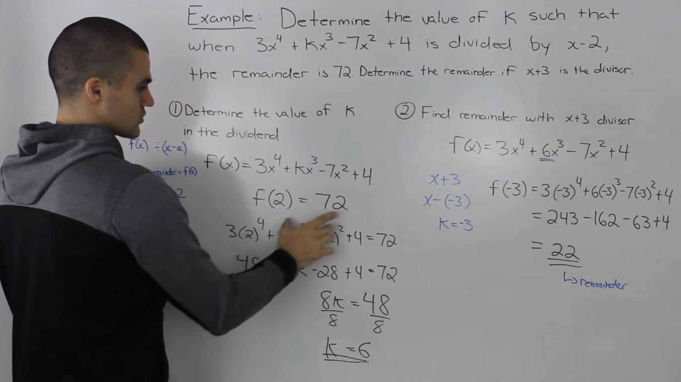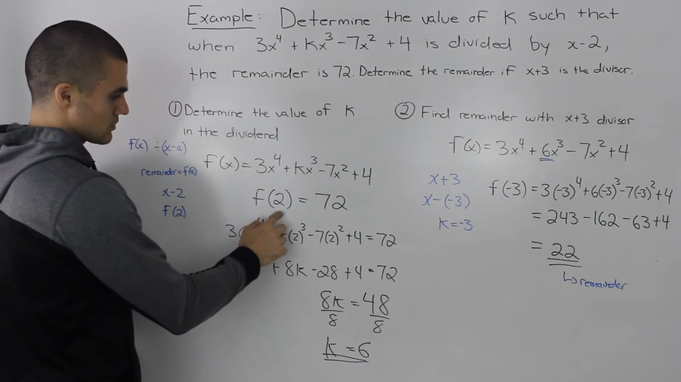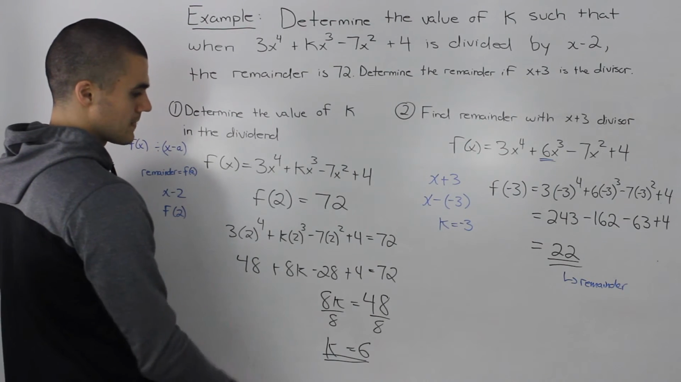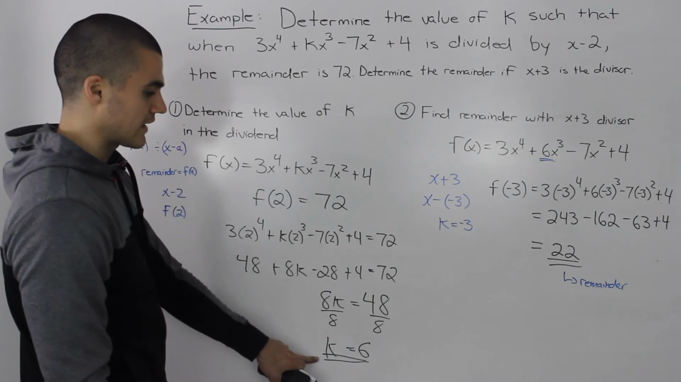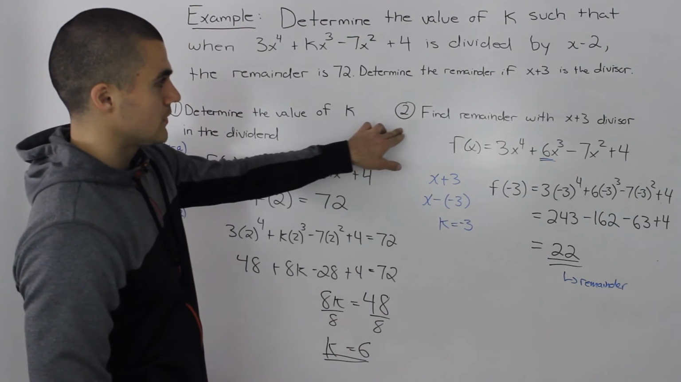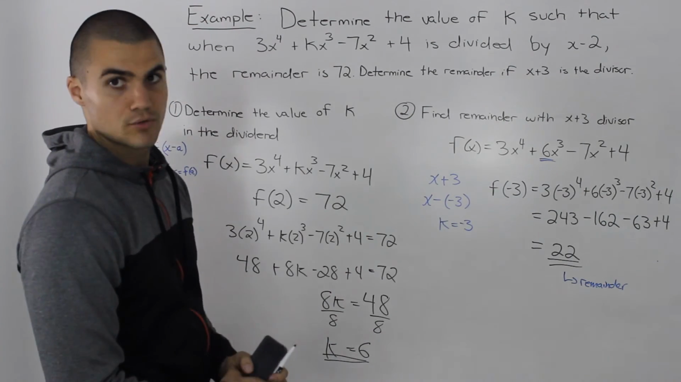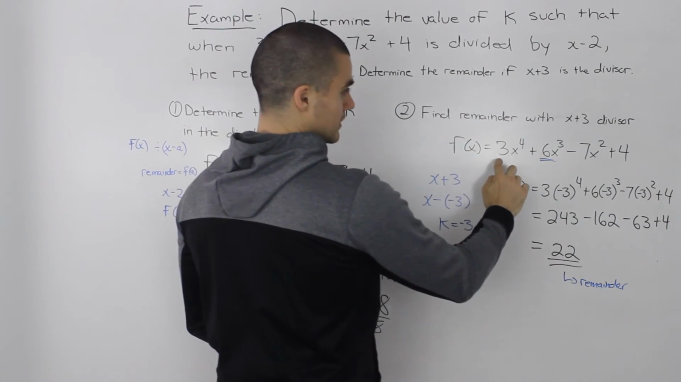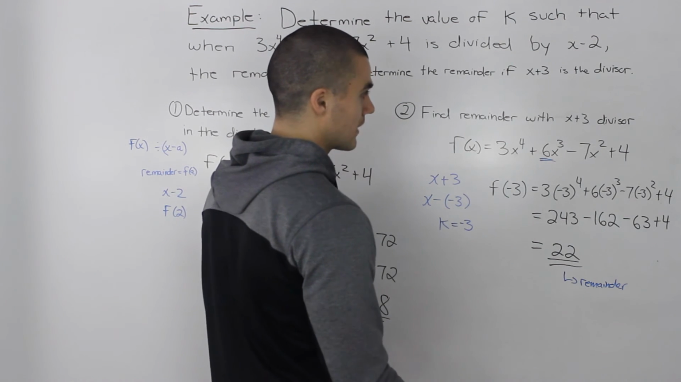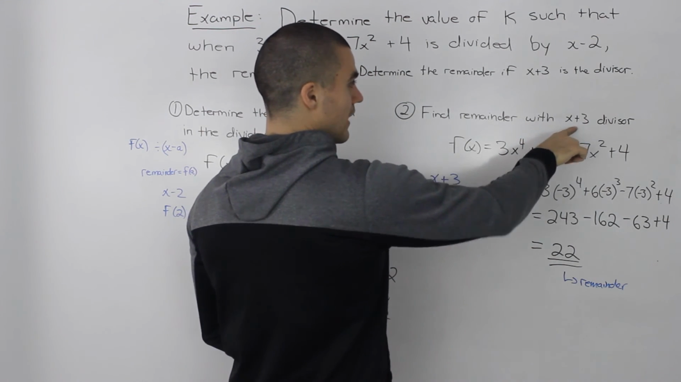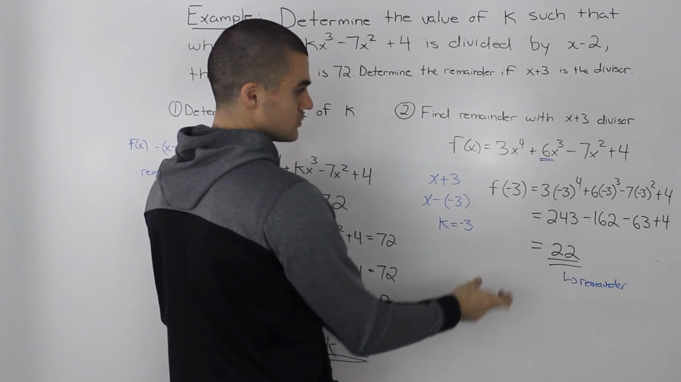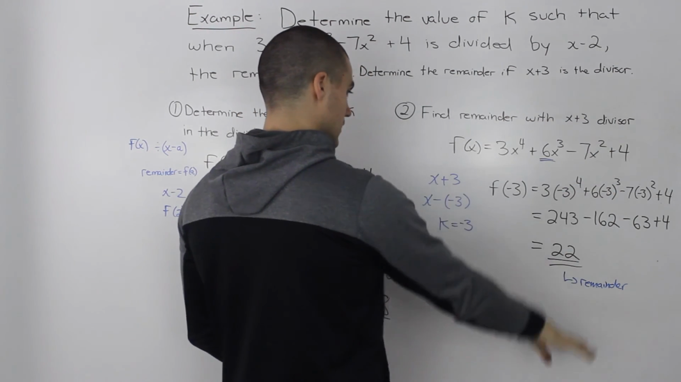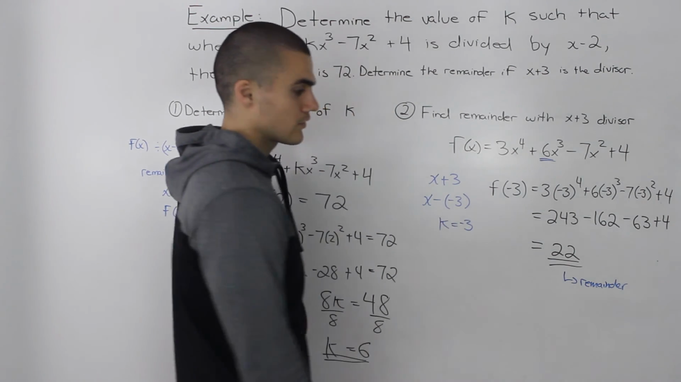So writing this equation here is critical because it lets you know what you have to do. Now all we do is take our dividend, plug in 2 for the x values, and then solve for our k. Doing all the algebra, we got a k value of 6. And then we can solve part 2 pretty easily using the remainder theorem again with our new dividend, because now we know what that k value is. So our dividend is 3x to the power 4 plus 6x to the power 3 minus 7x squared plus 4. To find the remainder when x plus 3 is the divisor, all we do is find what f of negative 3 would be. Plugging in negative 3 for the x values in the dividend, and doing all the algebra, we get a final remainder of 22.